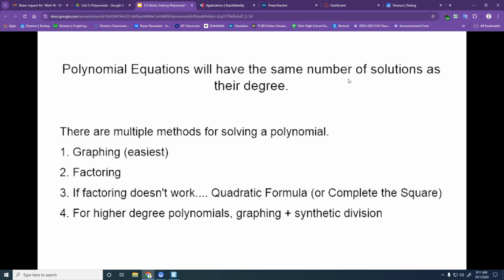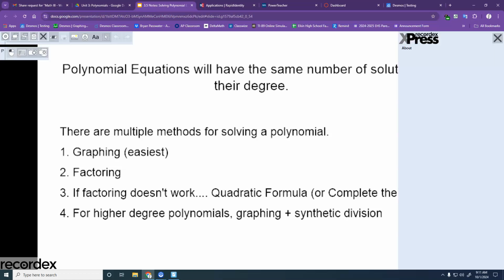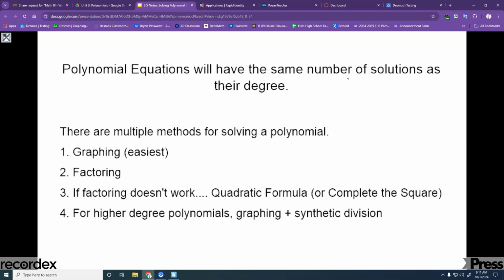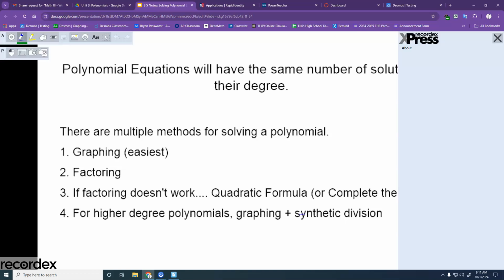Or for higher degree polynomials, you're going to have to graph and then use, this says synthetic division. I did not do synthetic division. We can mark that out. These were Miss Martin's notes, and I didn't change this. Synthetic needs to be changed to long division. You have to learn long division whether you do synthetic division or not, and we just rely on Desmos mostly. So I did not teach you guys synthetic division.